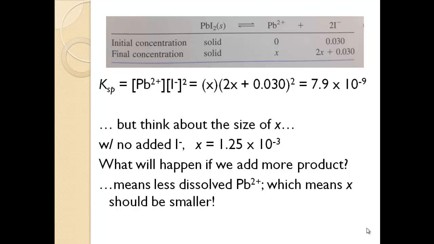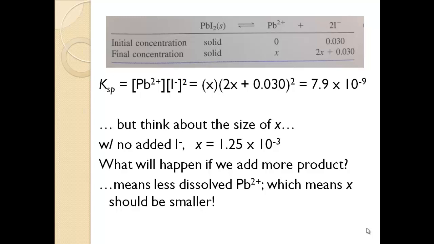So now we bring that down here to the equation of equilibrium, and you see that it looks kind of ugly. So what we have to do, and this goes for mostly the problems that you're going to be doing, it's going to be the same sort of story. You have to think about the size of X. Remember that X was 1.25 times 10 to the negative 3 when we didn't add any iodide. That was the problem before. It was really small, 0.00125, right? So if we add more product, because an extra source of iodide happens to be a product, that's going to shift that equilibrium to the left, and that's going to mean that less Pb2+ is going to be dissolved.